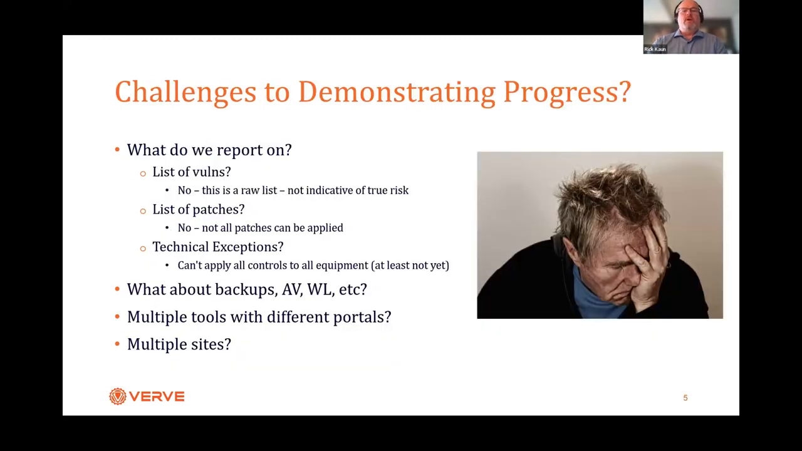So, what are some of the challenges to demonstrating progress? Why is this the subject of an entire hour-long webinar? Well, I challenge you to tell me, if you were to go tell your boss, how are we doing? What would you say? We've got vulnerabilities down by 10%, by 50%, from 10,000 to 200. I don't think so, because vulnerabilities are simply a raw list, and not everything necessarily applies to your environment. We'll see a little bit more about why that is. And it's also only a single indicator.